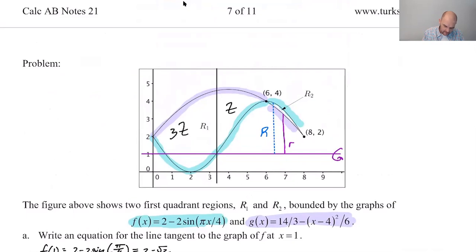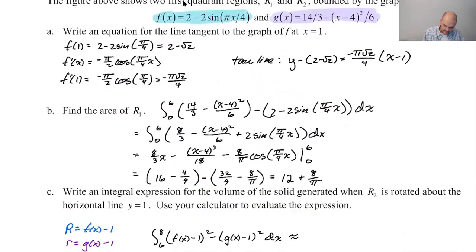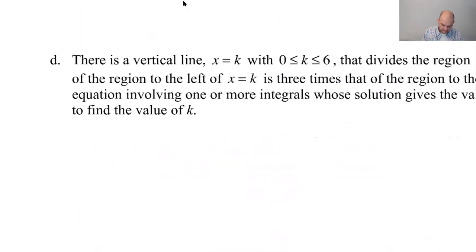If this is z, it's 3 times as big. So now I'm multiplying the area. Oh yeah, so I have to multiply the area to the right by 3 to get the area to the left. Yes. All right, let's do that. Let's not have an or scenario here. Unnecessary.